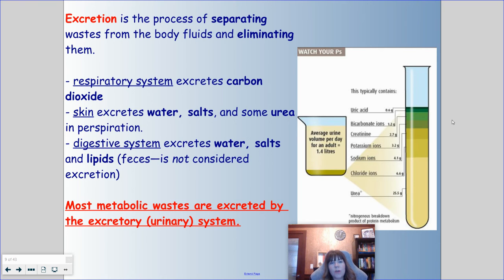Key thing here, guys, when we're talking about this, feces or poop is not considered excretion. The reason is because it's not actually a metabolic breaking down process. Feces is the collection of all the things your body couldn't use. It's never gone through a metabolic breakdown. So if I ask you a question about excretion, do not use feces as an example. Most metabolic waste, though, anything we use and then discard, will be excreted through the excretory or urinary system.